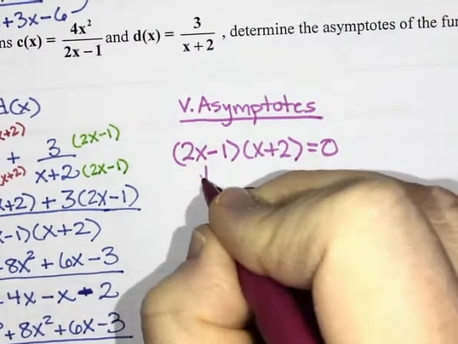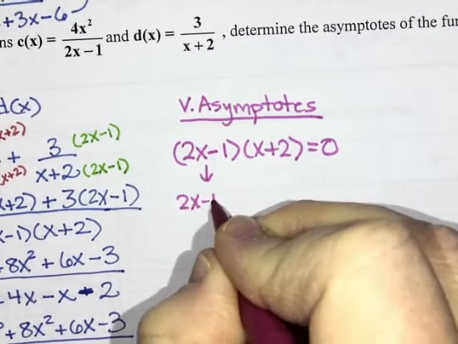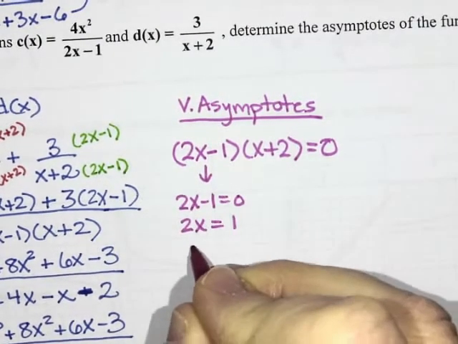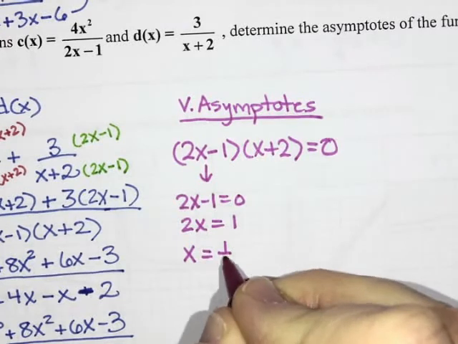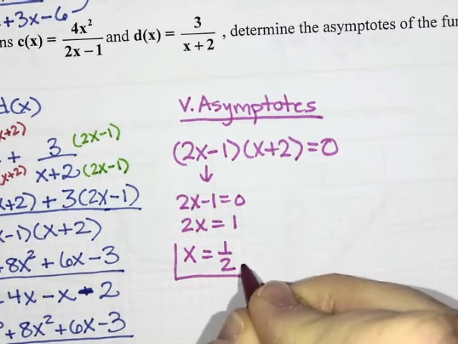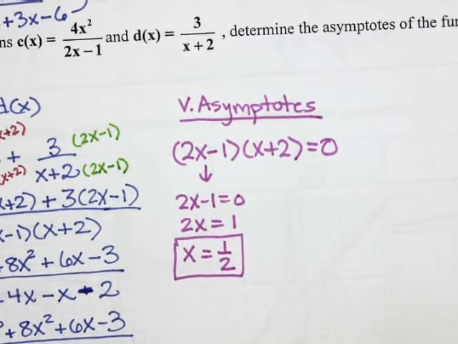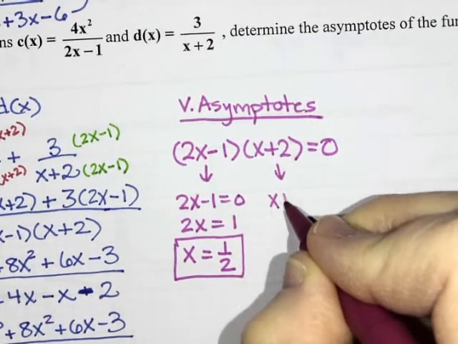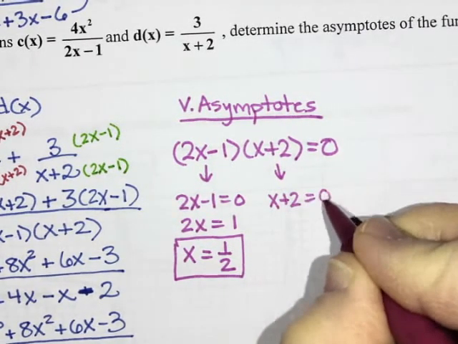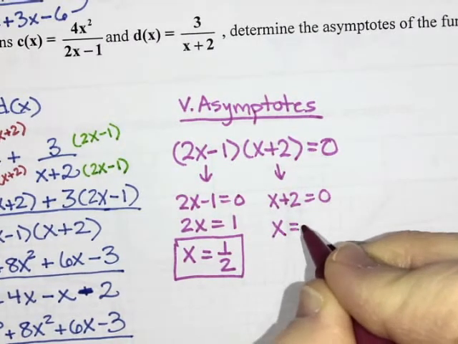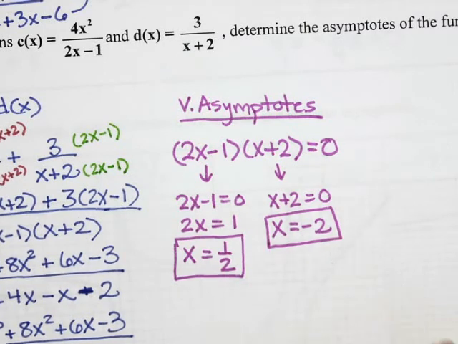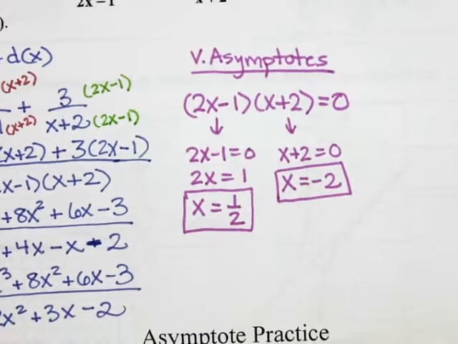So either 2x minus 1 equals 0, so 2x equals 1, so x is a half, or x plus 2 equals 0, which means x equals negative 2. All right, those are my vertical asymptotes. We have 2 of them.